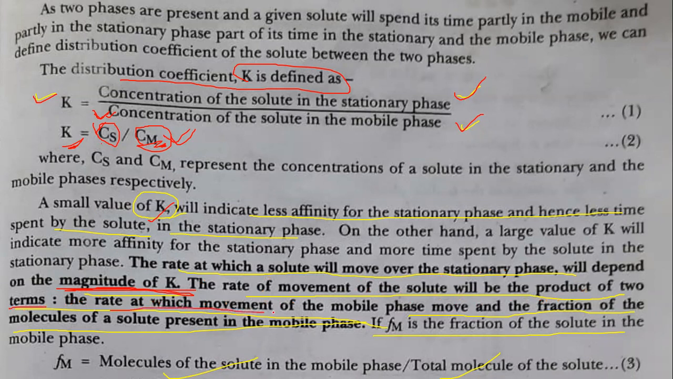The first is the rate at which the mobile phase moves, and the second is the fraction of the solute molecules present in the mobile phase. If Fm is the fraction of solute present in the mobile phase, then Fm is the molecules of the solute in the mobile phase upon the total molecules of the solute. That is the fraction of solute in the mobile phase.